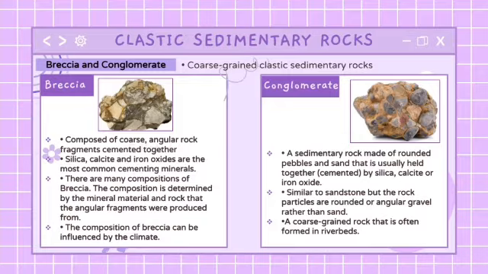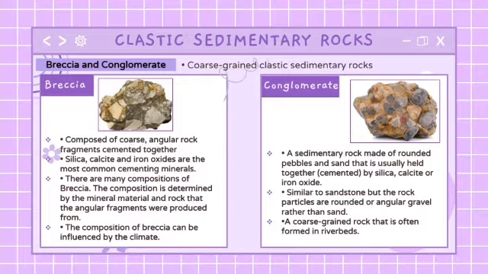Breccia usually contains a framework of gravel-sized grains held together by a matrix of sands, silts, and clay. Breccia is similar to a conglomerate except that it contains angular grains instead of rounded grains.